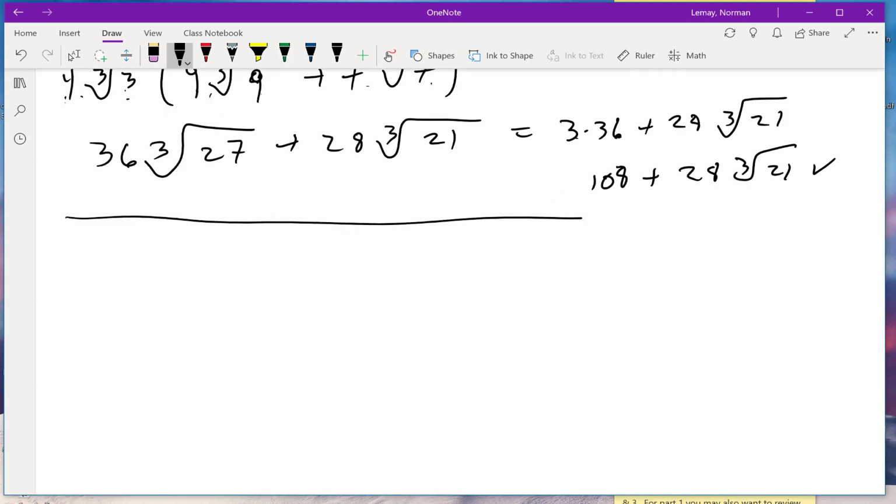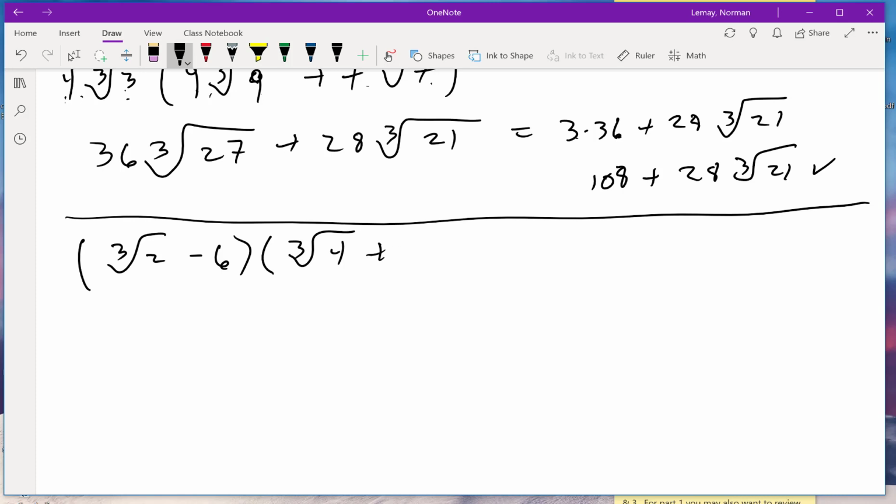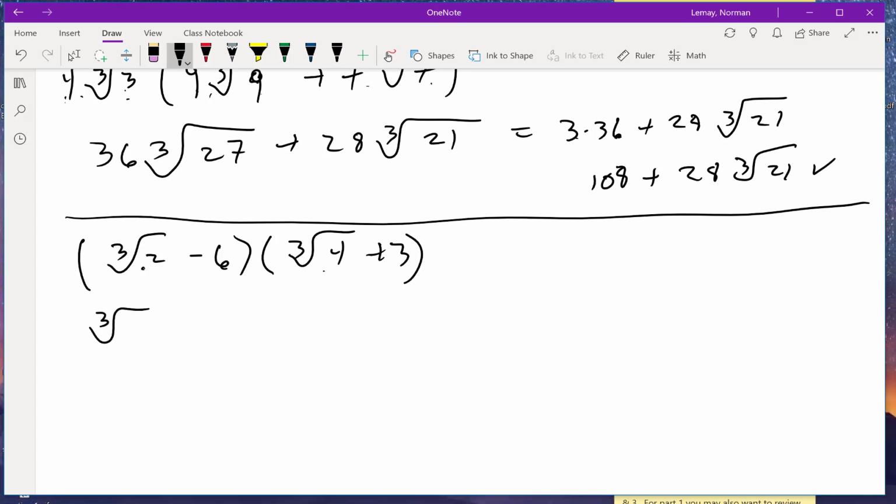All right, so our last example, again, just a little FOIL method here. Take a look at the cubed root of 2 minus 6 times the cubed root of 4 plus 3. All right, get a little FOIL action in. So cubed root of 2 times the cubed root of 4. Let's just write it out. So the cubed root of 2, cubed root of 4. So that takes care of that one.